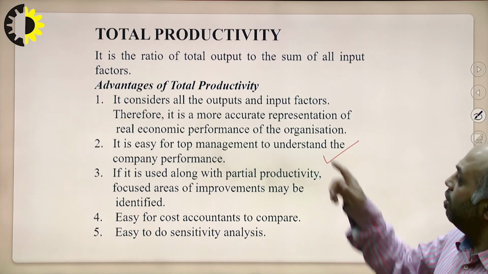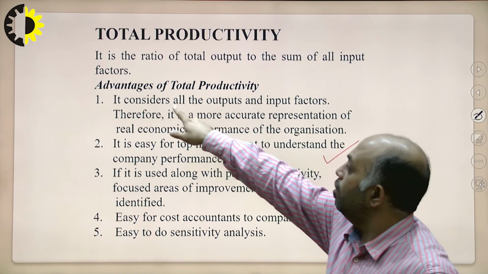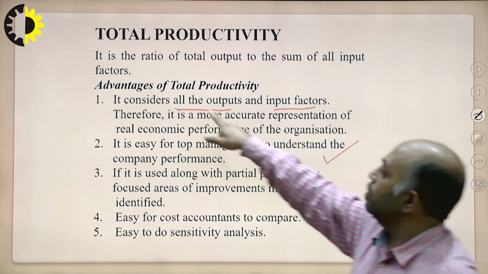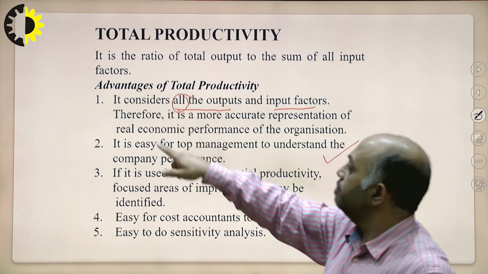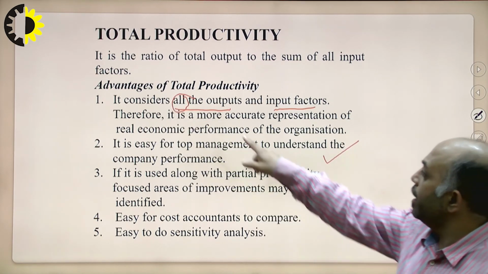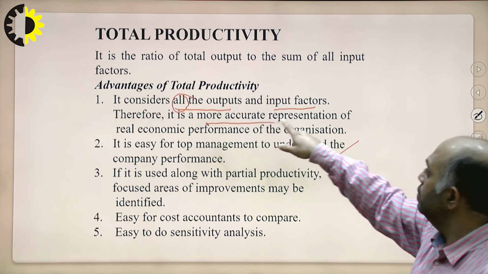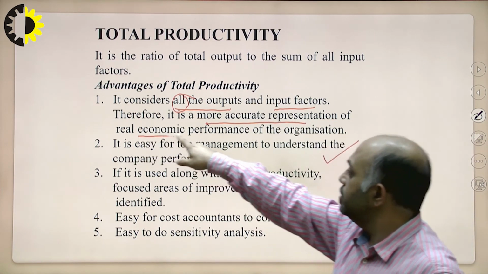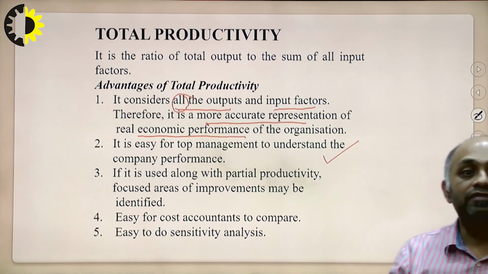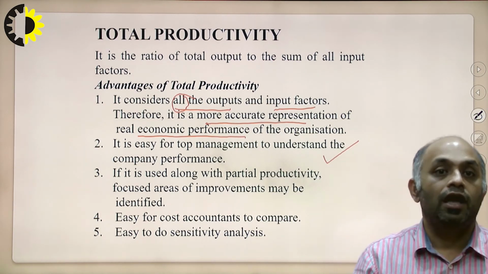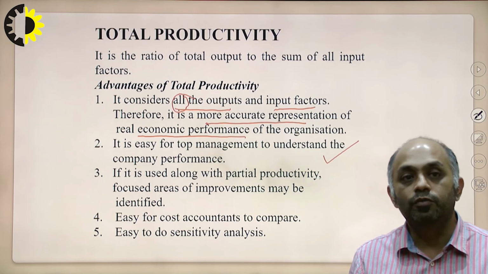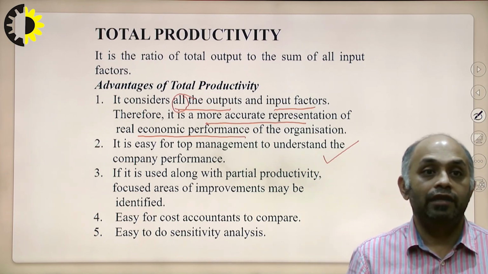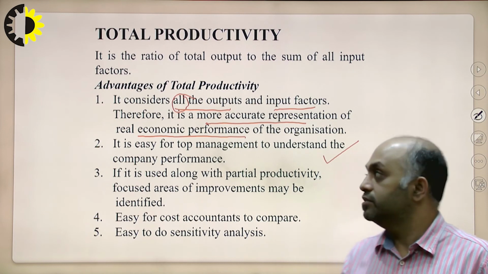It considers all the inputs; the word "all" you must understand, and input factors. This "all" is a very important factor that I am talking about here. Therefore, it is more accurate, a more accurate representation of the real economic performance. So this is real economic performance. If I leave out something which is giving me more cost and I am not considering it in the output aspect, then I am not actually talking about the real and the actual performance, right.